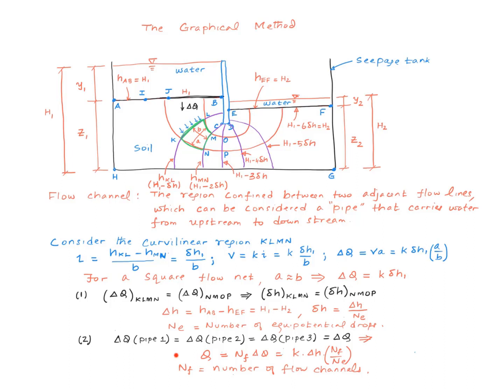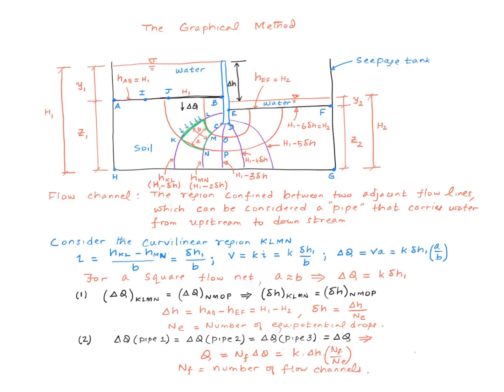So now I can find the total flow through the soil simply by multiplying this delta Q by the number of flow channels that I have here. Of course, for this specific problem, I have 3 flow channels, but we'll just derive this equation in a more general way. So Q works out to be K multiplied by big delta H multiplied by NF over NE, where NF is the number of flow channels, NE is the number of equipotential drops. So we ended up with a very simple equation for the volume rate of flow through the soil.